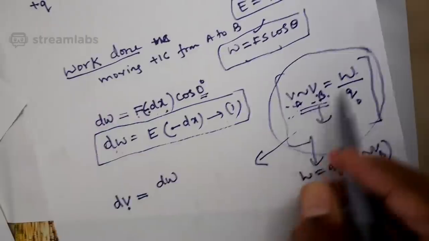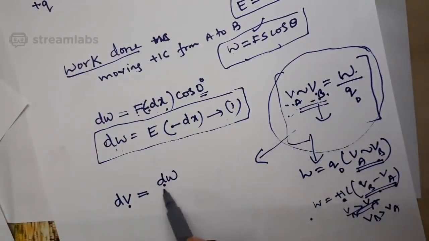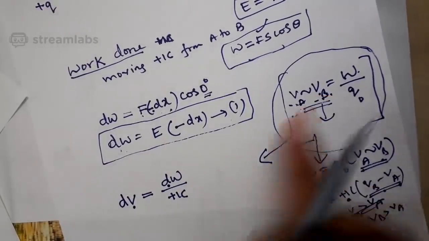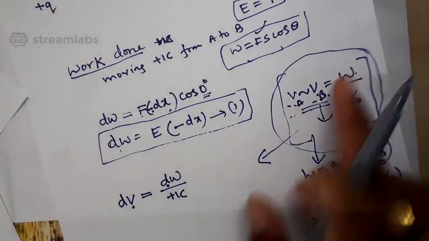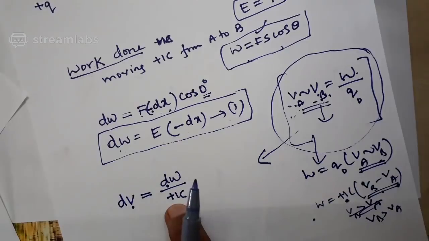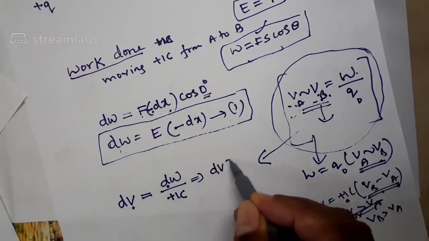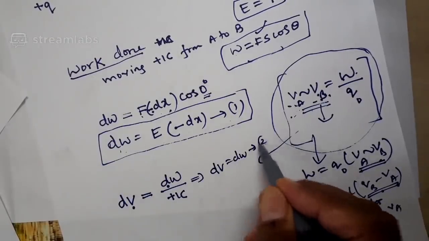Work done is also small, no? This W will be taken as dW, divided by Q0, which is +1 coulomb, right? VA minus VB is dV. W is dW. Q0 is +1 coulomb charge, which implies I can write dV is equal to dW. Let me take this as equation 2.